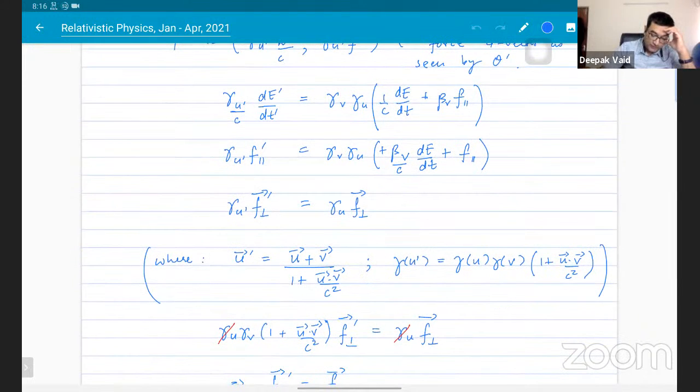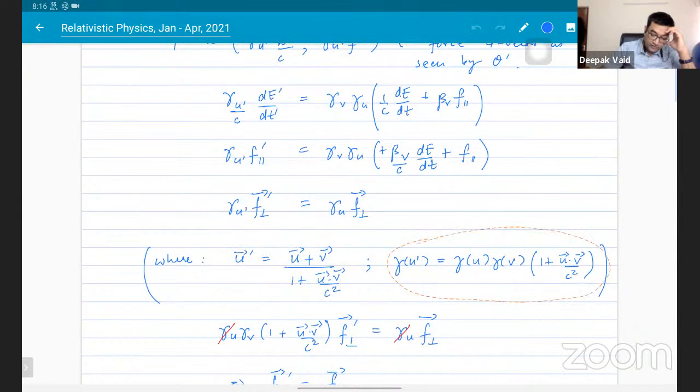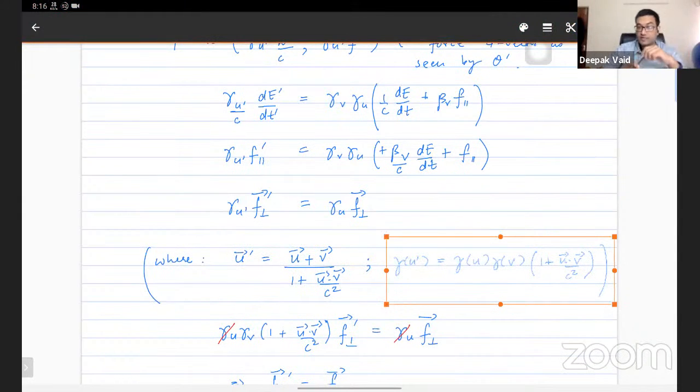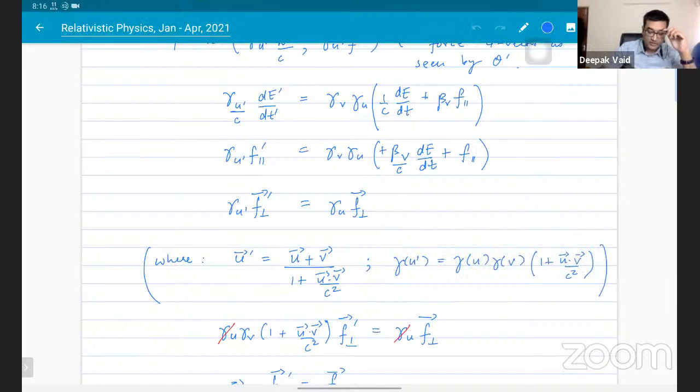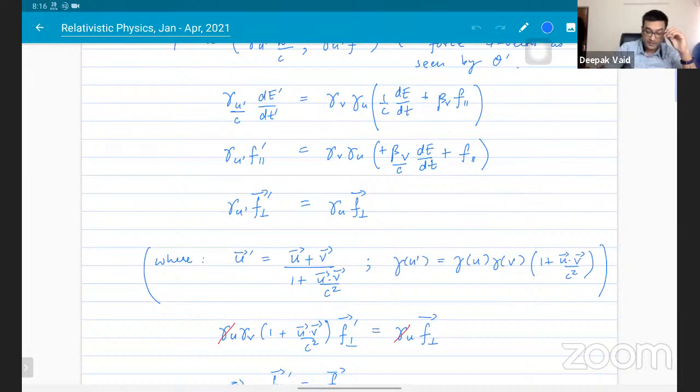Then we use a little bit of mathematical trickery, which involves these gamma factors. This equation is very important, and you should know how to derive it, right? And where do you get this equation from? You get it by looking at the inner product of two four velocities. Okay, so I'm not going to go into that. That was done in an earlier class.